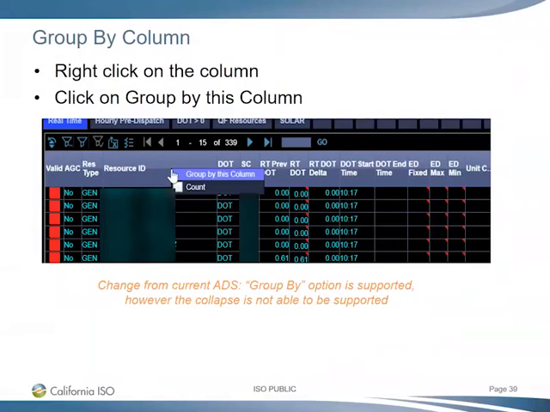So the next thing is the group by column. This will be a change in current functionality. In the current ADS, you can do a group by and then collapse the groups. Unfortunately, in this one, we will not be able to support the collapse. You can still do the group by. So if you don't have a ton of resources, maybe like if you wanted to do the SCID, it could still be really useful. To do that, you would right-click and then group by this column, and then you'll have an opportunity to ungroup once those are grouped if you wanted to do that. Okay?